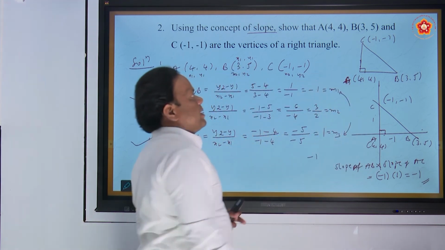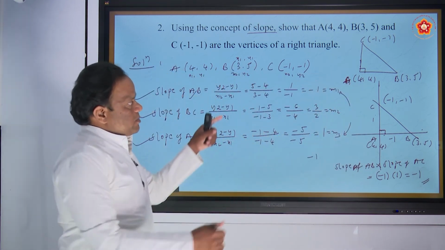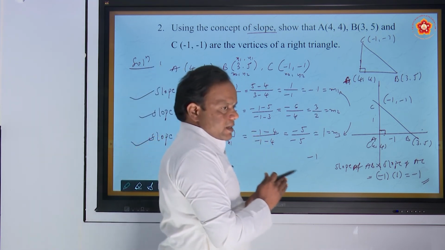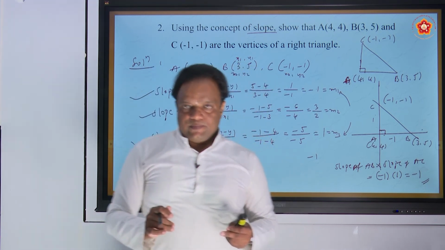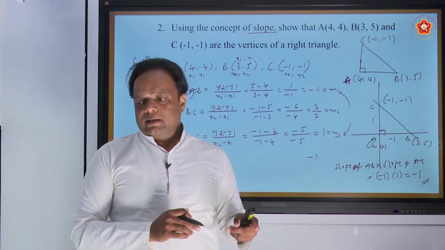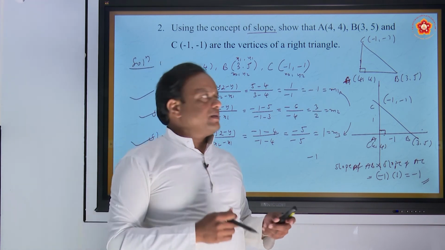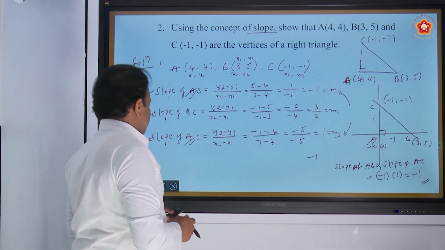The vertices form a right angle triangle. So the product of slopes M1 into M3 is equal to minus 1. AB and AC are perpendicular to each other. The angle is 90 degrees. Therefore, we say that the vertices are from a right angle triangle. Do you understand this one? Let us take the next problem.